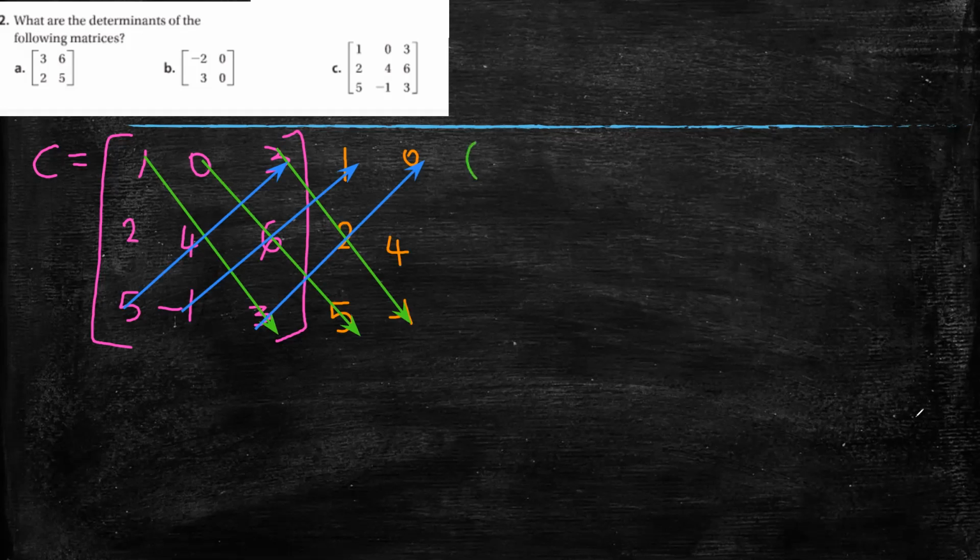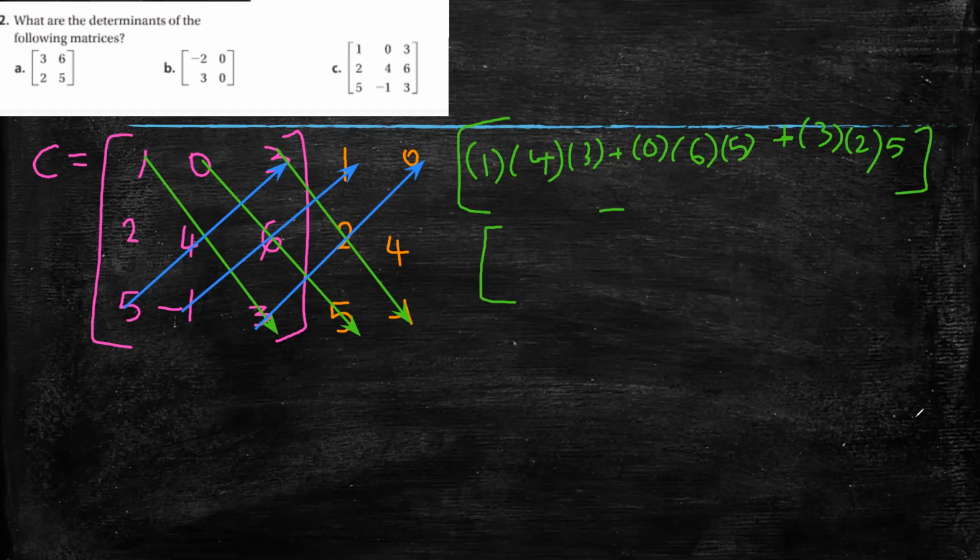1 times 4 times 3 plus 0 times 6 times 5 plus 3 times 2 times 5, minus. Let's find now, or multiply now, the blue one: 5 times 4 times 3 plus -1 times 6 times 1 plus 3 times 2 times 0.